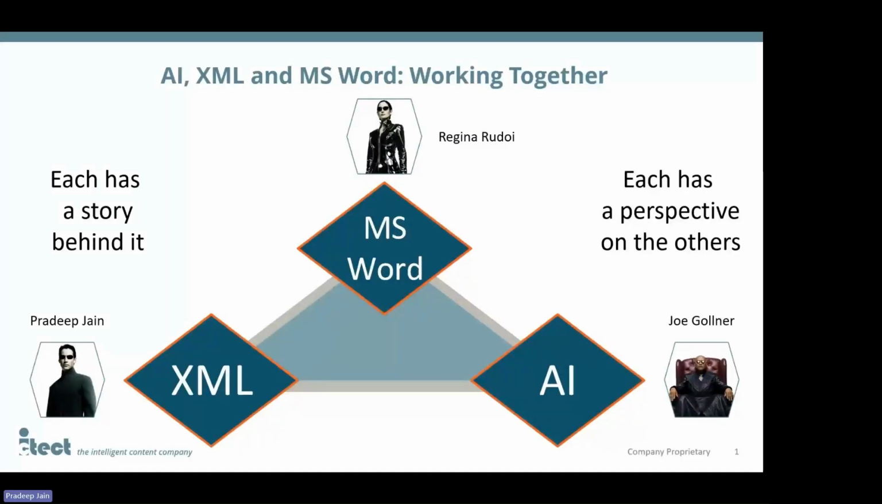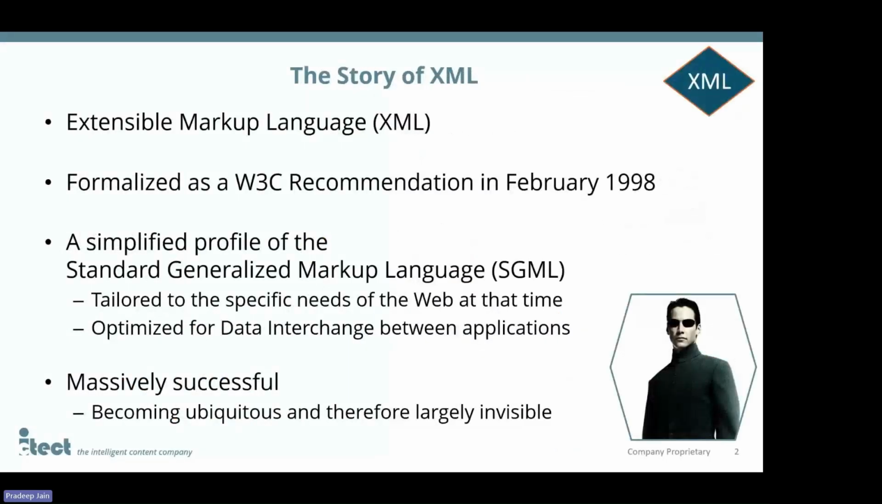So we have Neo for XML. We have myself, Morpheus, standing in for AI. And then we have Regina standing in as Microsoft Word, as Trinity. Anyway, let's go to the next slide and jump right in. I'm going to ask XML to introduce yourself, and then we'll move on to exploring what you think of the other two players, Microsoft Word and AI.